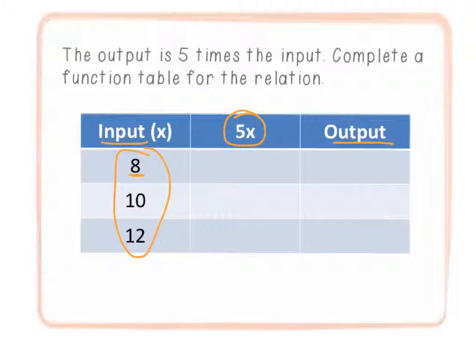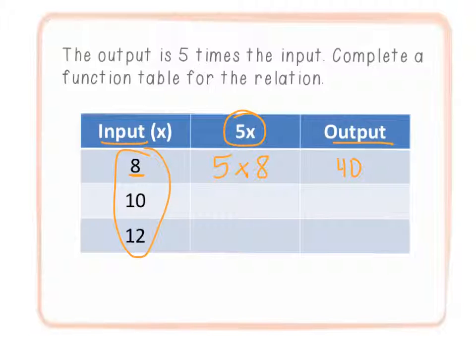My input is going into my rule. 5 times 8 is 40. Oh, excuse me. I don't put my answer there. That's where I put the rule. So I have to show my work. 5 times 8. So that's where I show my rule, and then my answer goes over here to 40.